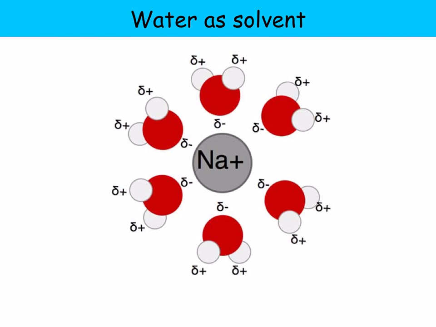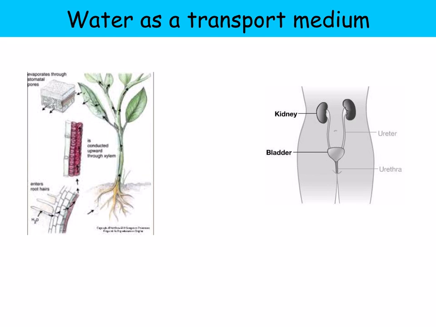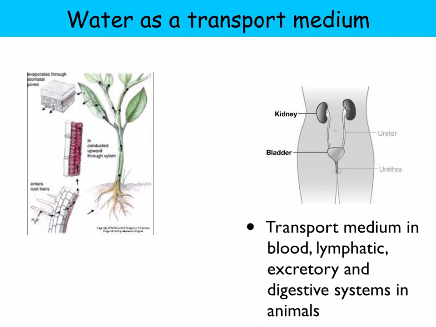Here you can see water molecules surrounding a sodium ion. So the sodium ion is charged, and water can separate the sodium from chloride ions. So this would be an example of how salt dissolves in water. Water is a transport medium. Water is used as a transport medium in blood, lymphatic, excretory, and digestive systems in animals. It's also used in the vascular systems in plants.